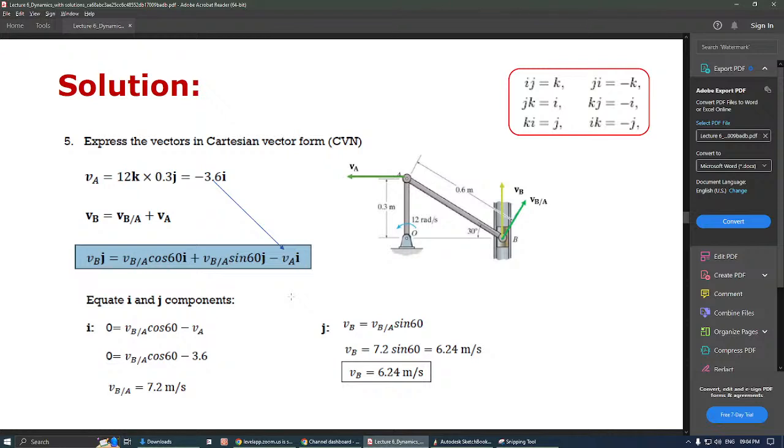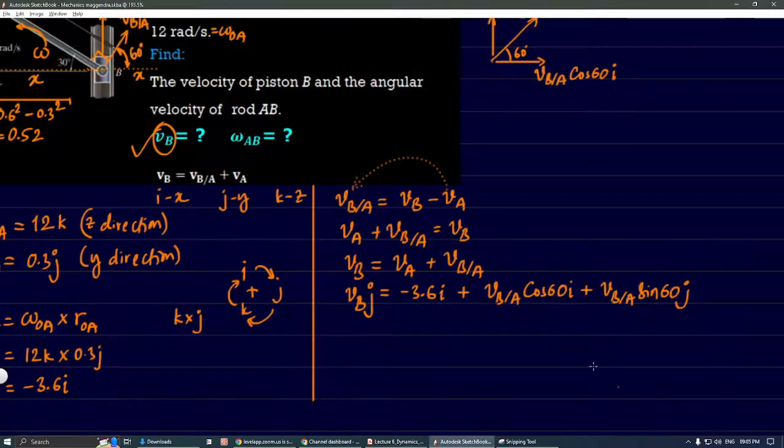Then we are equating the i and j components. So left side and right side we want to compare. How to compare? Here if you take i common, we get minus 3.6 plus VBA cos 60, and plus j multiplied with velocity of B with respect to A into sine 60.